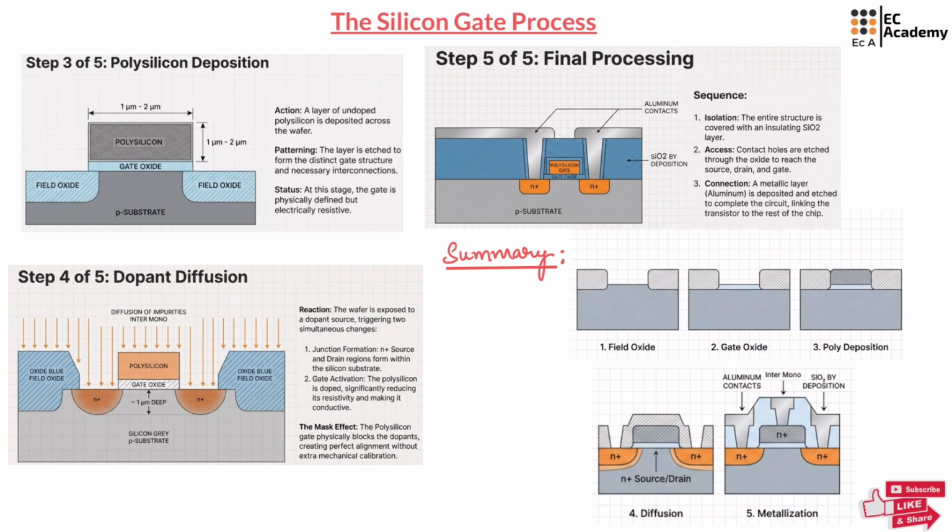In the fourth step, this wafer will be exposed to the dopant source so that the region which is not protected by polysilicon, below that the source and drain junction is formed, and also the polysilicon across the gate region will lose its resistivity, and in the final step a silicon dioxide layer will be formed and small holes are created to make the contacts for source and drain, and the metallic layers are used to complete the circuit.